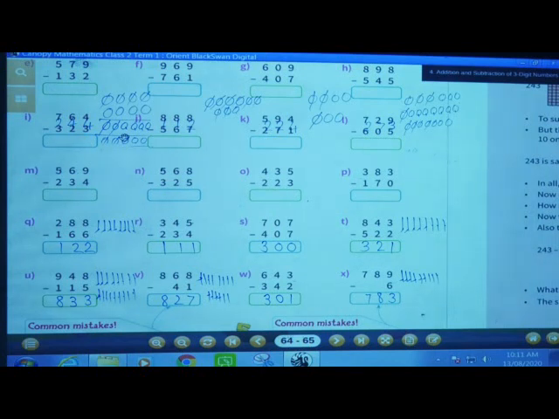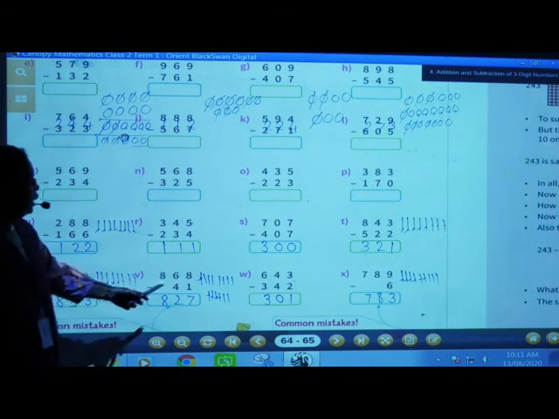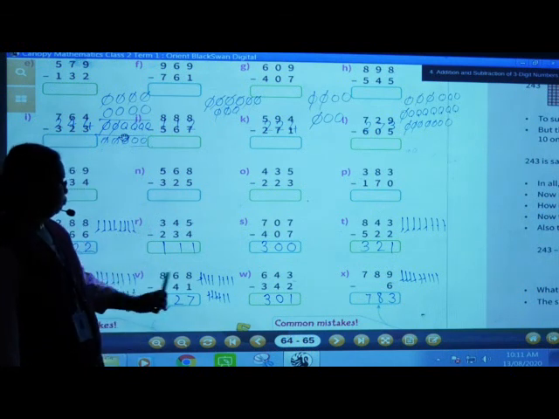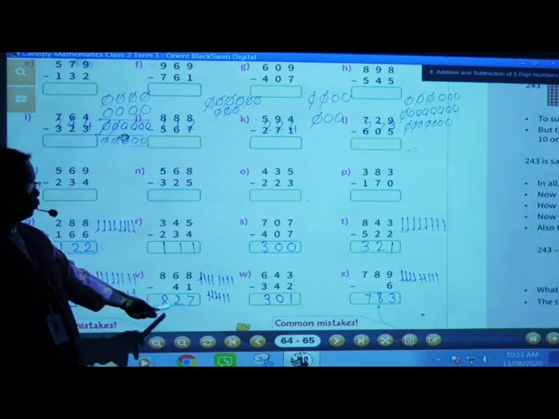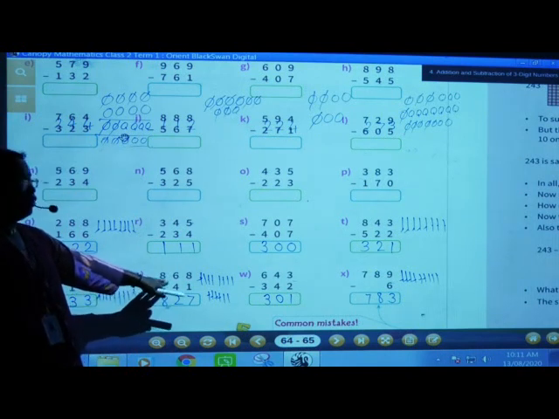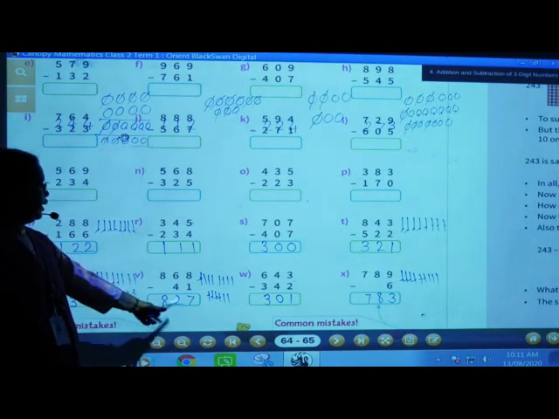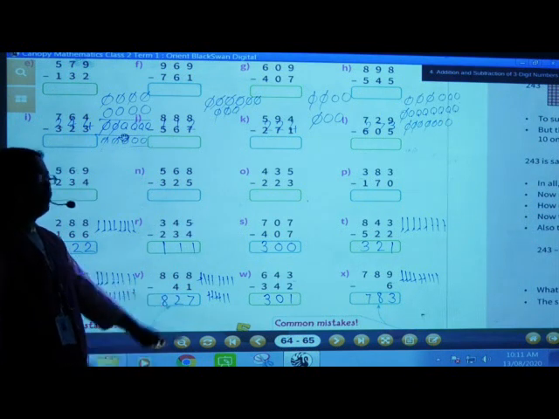So in this way we have seen subtraction sums of 3 numbers. 948 minus 115. First you will start from the ones column, that is 8 minus 5 is 3, 4 minus 1 is 3, 9 minus 1 is 8. That is 8 hundreds, 3 tens, 3 ones. Then 8 minus 1 is 7. 6 minus 4 is 2. And here there is no number, so 8 as it is you will write. So 8 hundreds, 2 tens, 7 ones.